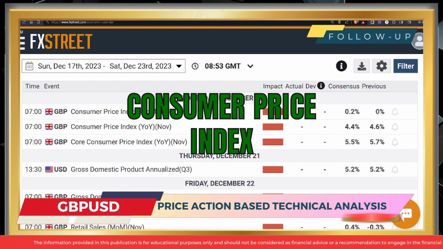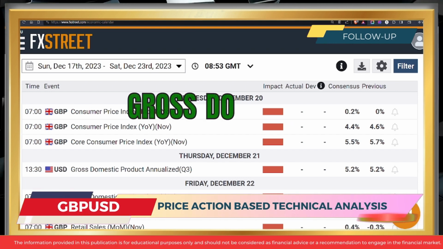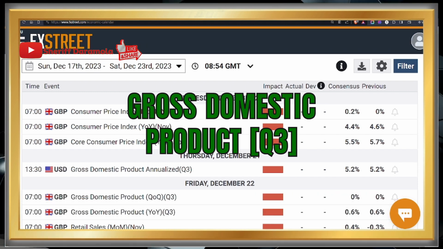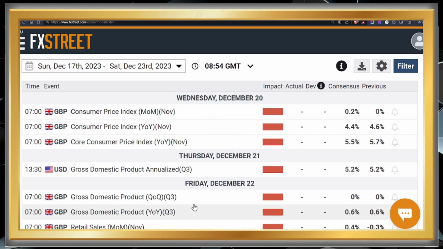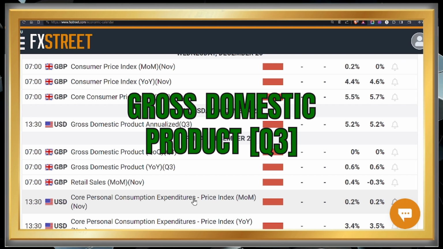Now, fast forward to Thursday, December 21, we look forward to the gross domestic product annualized for Q3 from the United States. For those who don't know, this is a key economic indicator representing the annualized percentage change in the U.S. economic performance, representing the total value of all goods and services produced within its borders. Then fast forward to Friday, we are also going to be witnessing the GDP data for Q3 from the United Kingdom economic docket as well.